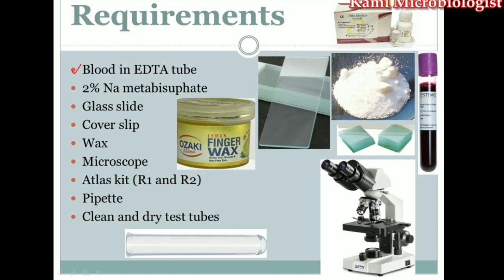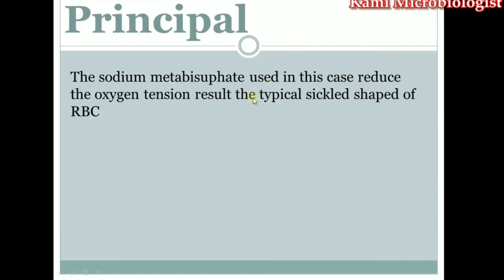So these are actually Atlas kits, and we mostly use these Atlas kits when we perform the sickle solubility test, because it contains reagent 1 and reagent 2. Reagent 1 is in liquid form, and reagent 2 is in powder form. Then we need a dropper, as you can see, or we also call that a pipette. These are the most important materials which we need while performing that test.